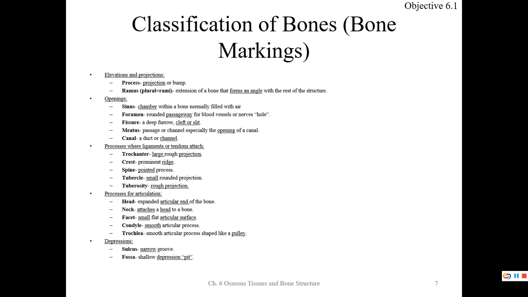We saw places where ligaments and tendons attach. A trochanter is a large and rough projection of the leg. A crest is a prominent ridge. A spine is a pointed process like the ischial spine. A tubercle is a small rounded projection. We saw the greater and lesser tubercle. A tuberosity is a rough projection like the deltoid tuberosity, the tibial tuberosity, the radial tuberosity, things like that.